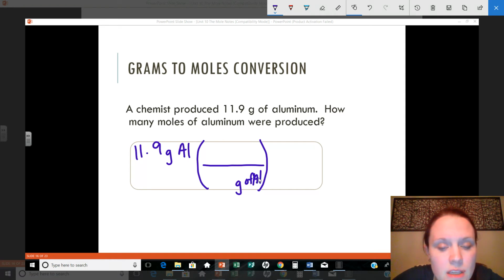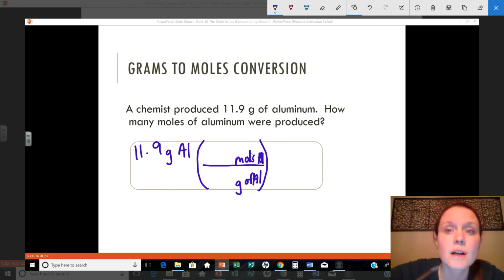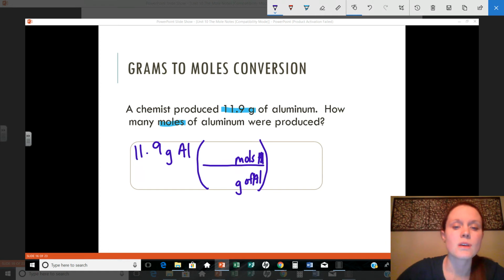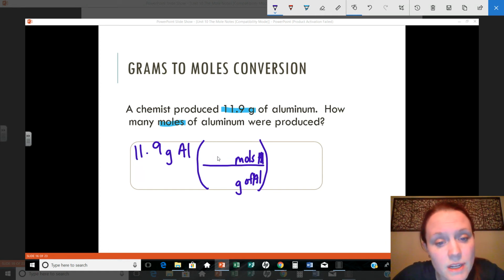I know immediately I'm going to put grams of aluminum in my denominator and moles of aluminum in my numerator. I know that because grams is my given unit, moles is my desired unit. Now when I fill my conversion factor in, I have to use things that are given, or things that we know for sure. And we know for sure that the molar mass of aluminum is given to us in the periodic table.